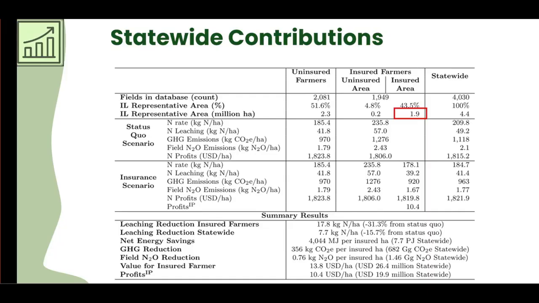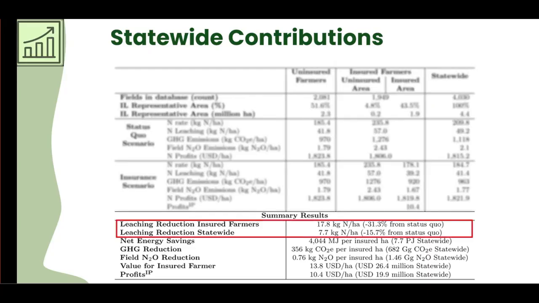Important, that is not any area of Illinois. That's the hotspot. That area is those farmers that are really over applying nitrogen. So when we enroll them in the program, they will switch to the science-based recommendation, and that will lead to a 31% reduction in leaching in that area.